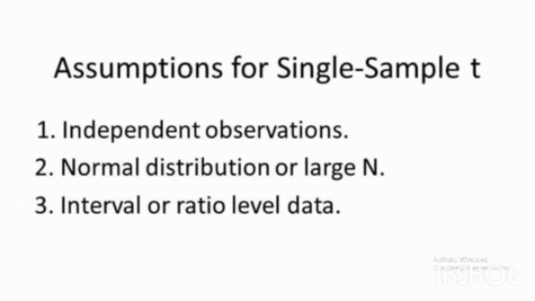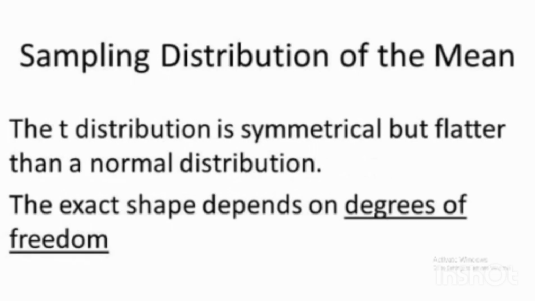Assumptions for the single sample t-test: first is independent observations, second is normal distribution or a large n sample, third is interval or ratio level data. Sampling distribution of the mean: the t distribution is symmetrical but flatter than a normal distribution. The exact shape depends on the degrees of freedom.